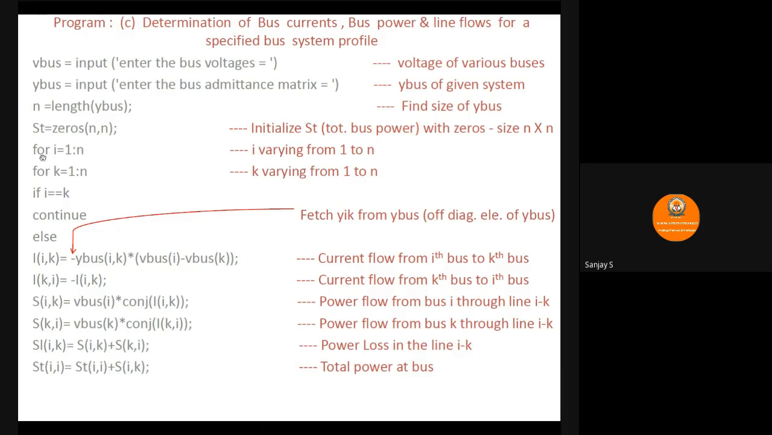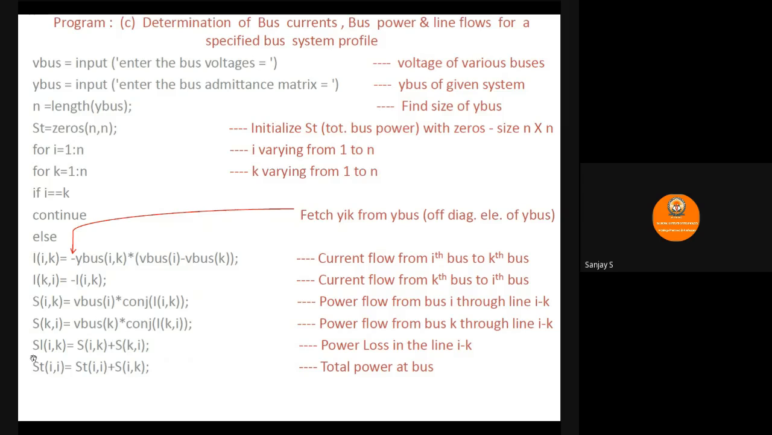Now starts the loop for i varying from 1 to n. i is a variable which varies from 1 to the total number of buses. n is the total number of buses. n basically defines the size of your Ybus. So for i varying from 1 to n, for k also varying from 1 to n, if i is equal to k, continue. That means to say we are not interested in diagonal elements. If i becomes equal to k, obviously we'll be dealing with diagonal elements. We are not interested in them. Then it will just say continue.